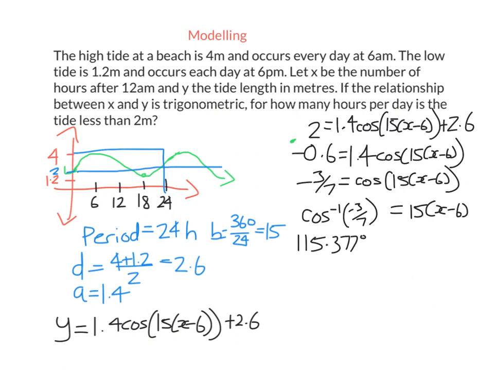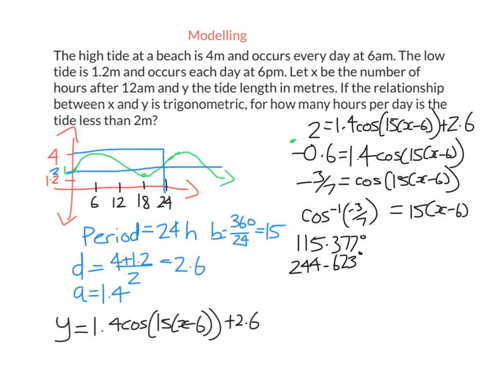115.377 degrees. The other solution to that will be in the third quadrant. So this is equal to 180 minus about 65 degrees. The other one will be 180 plus about 65 degrees. It will be 244.623 degrees.